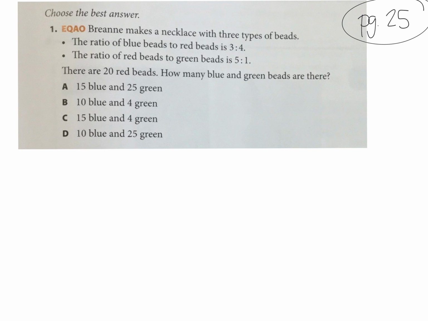So the ratio of blue beads to red beads is 3 to 4. So we're looking at a ratio of blue to red is 3 to 4. We can write it as a fraction, right? Okay, then what else do they tell us? Red to green. I want you to write that as a fraction. Red to green is what? 5 to 1. We can write this as a fraction as well.